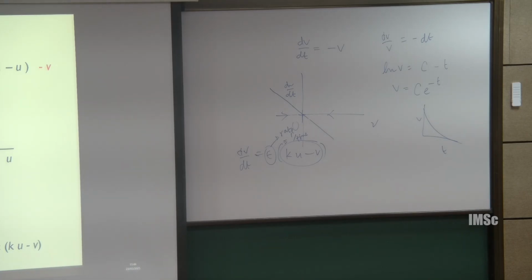You have the same dimensions? No, they need not. First of all, this is just a phenomenological model. If you relate u to voltage, then you have to ask what is actually v. If it's something like conductance, then k will have to have such a dimension that k into u, so k into a voltage, will give you a conductance.